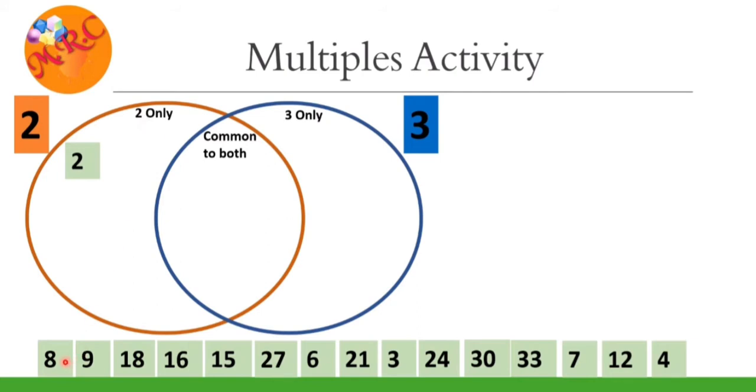And then you're going to go with 8, and you're going to say the same thing. Where would we put 8? Which of the number is 8 a multiple of? Is it a multiple of 2 only? Is it a multiple of 3 only? Or is it common to both? And John would say it's a multiple of 2 only. And you just click on the mouse to move, and it goes into that position.